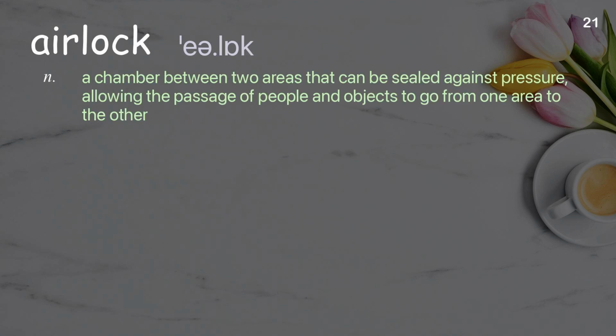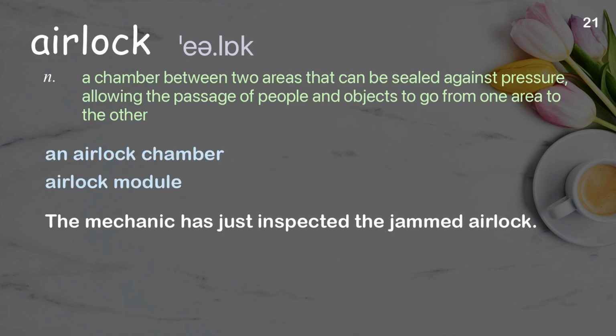Airlock. A chamber between 2 areas that can be sealed against pressure, allowing the passage of people and objects to go from one area to the other. Examples: An airlock chamber. Airlock module. The mechanic has just inspected the jammed airlock.